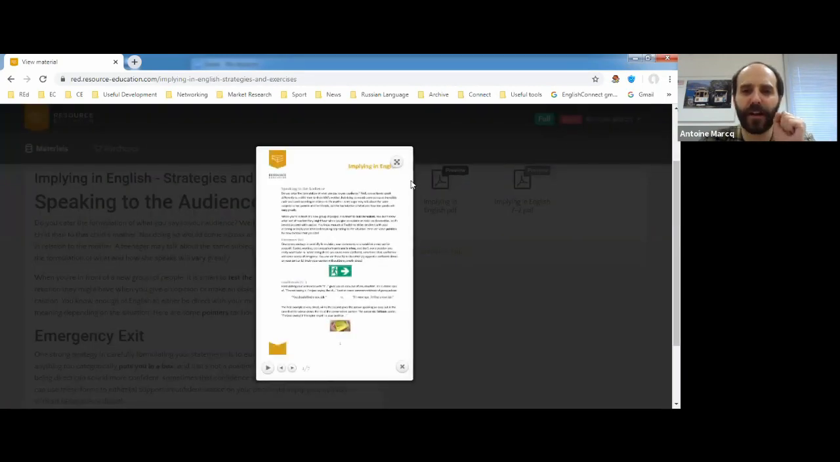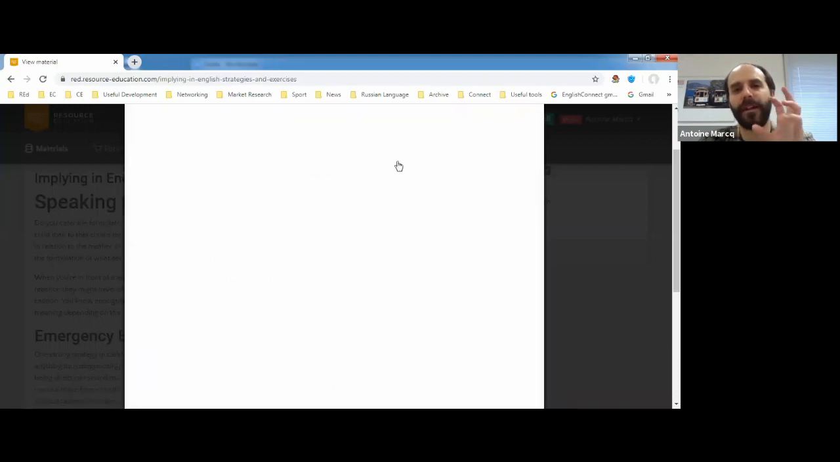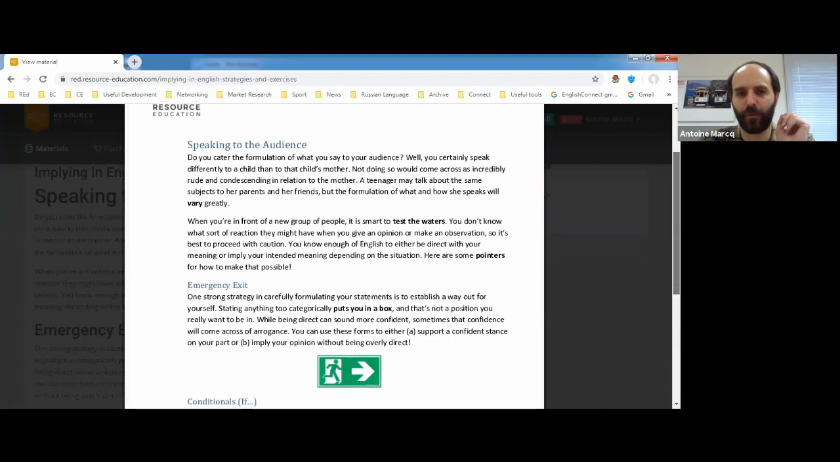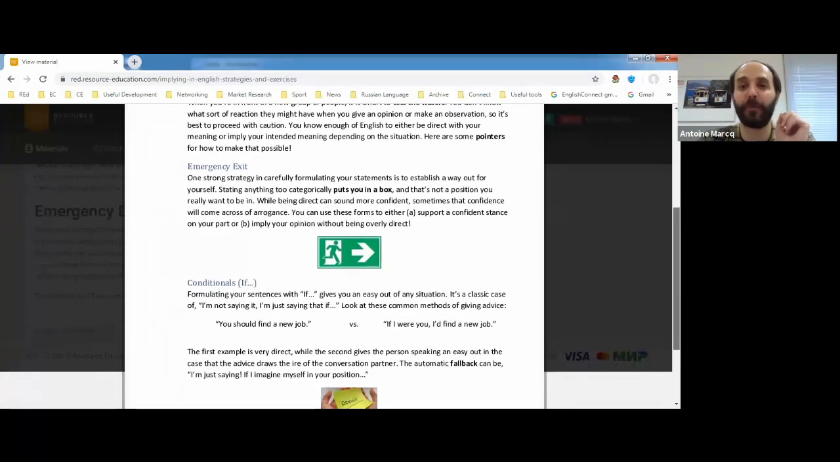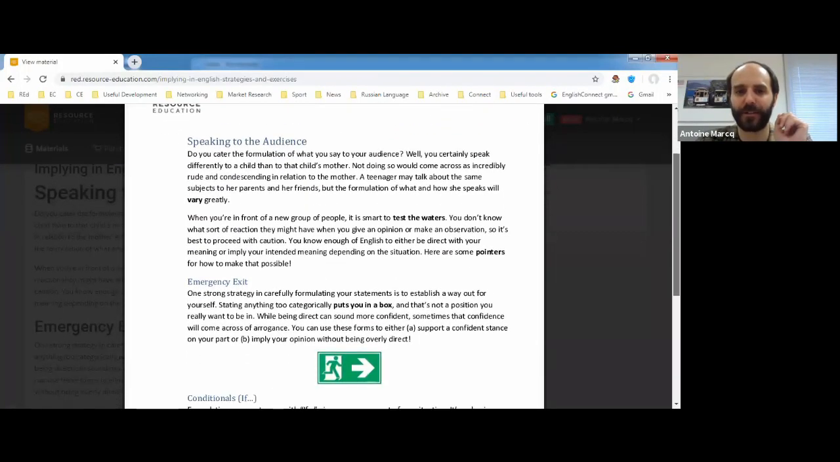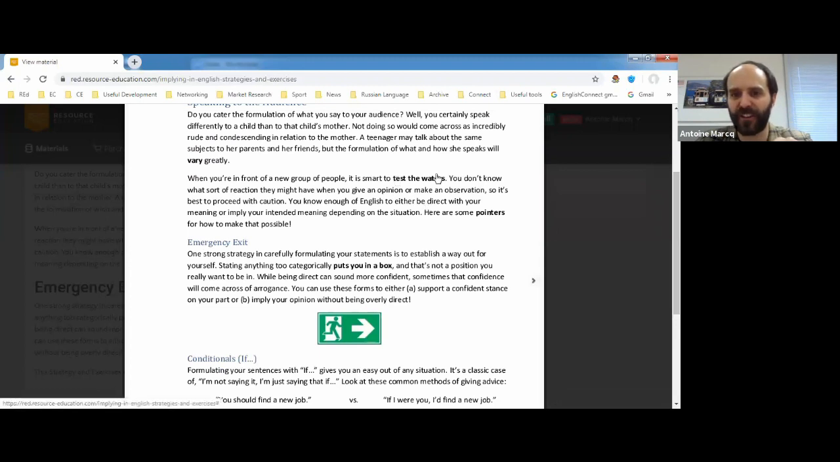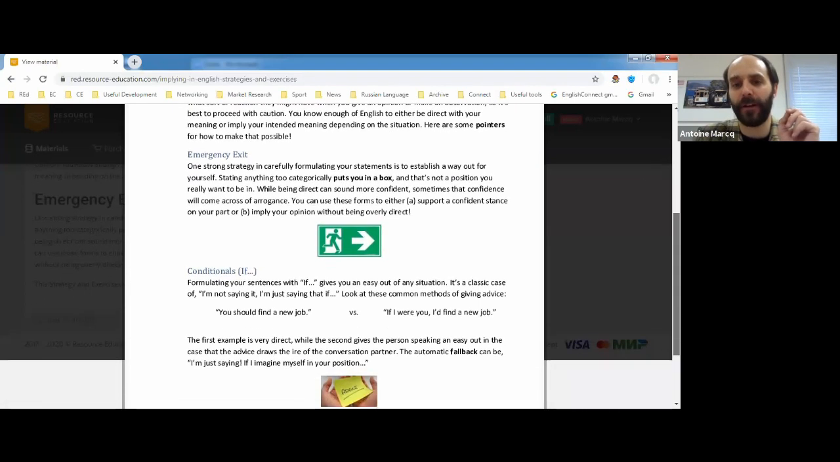Implying in English, here strategies, you have 2 PDFs. One that I would keep for higher levels, this one. This one has a long text that we wrote to explain different strategies and why it's important to imply in English. And there's some very good expressions: test the waters, pointers, puts you in a box. The first exercise you'll see in this document is a vocabulary exercise to see how well students understood the meaning of these expressions from context.